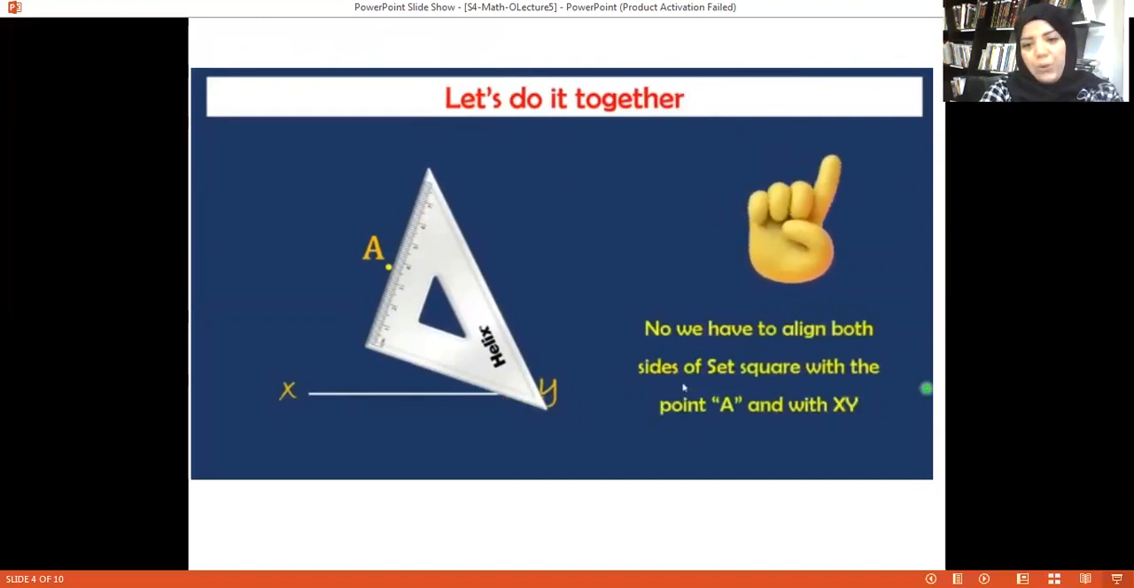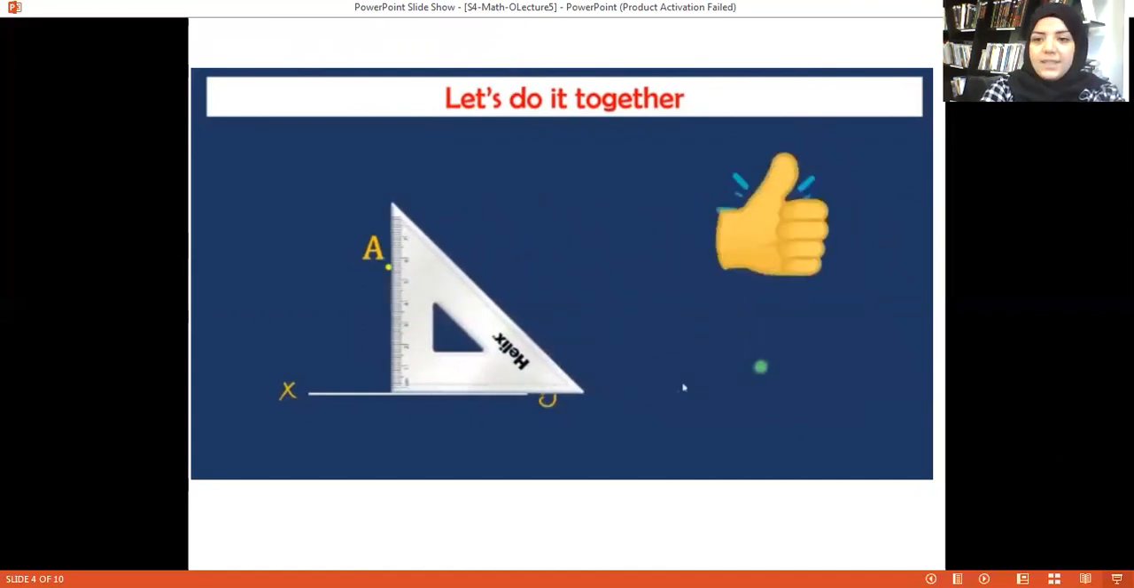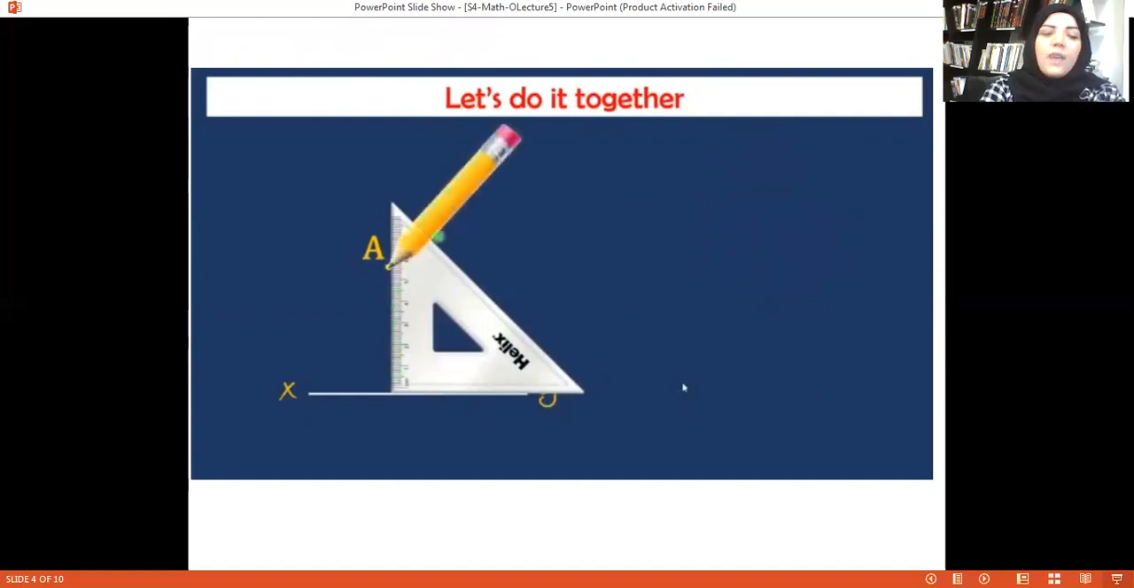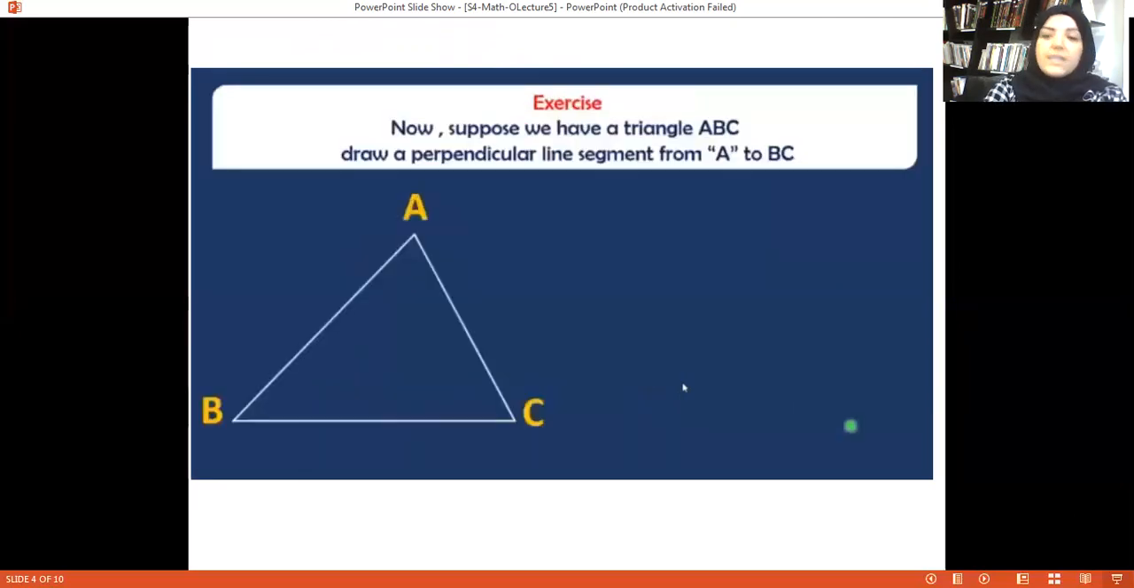Of course, no. One of the sides of the set square should be on xy and the other should pass through A. So I need to rotate the set square like this. One of the sides should be on xy, and the second should pass through A. And now we draw this line, and this line is the perpendicular from A to xy. And don't forget to put this box that indicates that you drew a right angle.